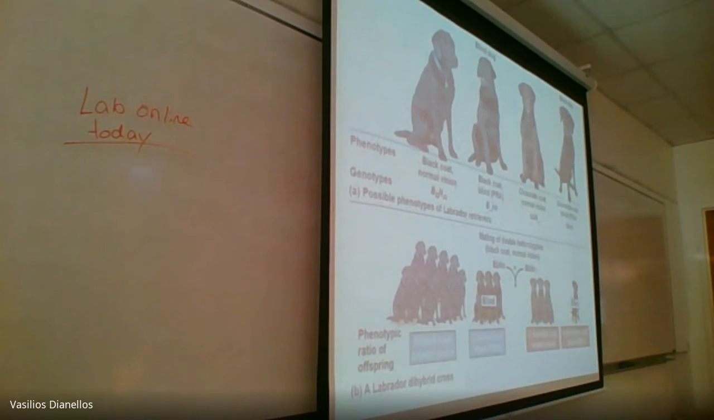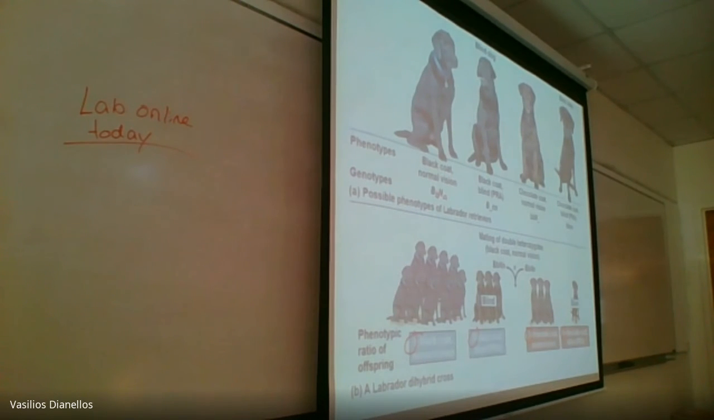You would expect to have about 9 black puppies with vision, 3 black puppies without vision, 3 brown puppies with vision, and 1 blind brown puppy. Again, the only thing you need to know here, you should say, oh yeah, look at that, 9 to 3 to 3 to 1 ratio. We must be dealing with independent assortment. We must be dealing with a monohybrid cross.